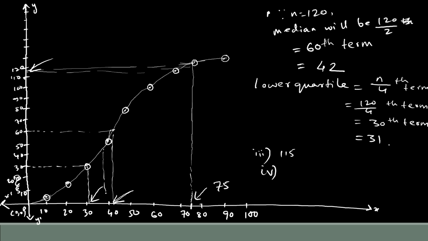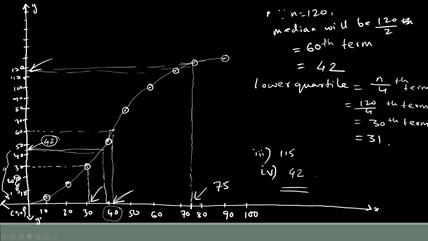Again, you draw it from 40. So from 40, you draw up to the curve, and then from the curve, you draw across to the y-axis. So you will see, let's say this point is 42. So basically, 42 students got less than 40, so the last answer will be 42. This is the number of students who did not pass the exam.